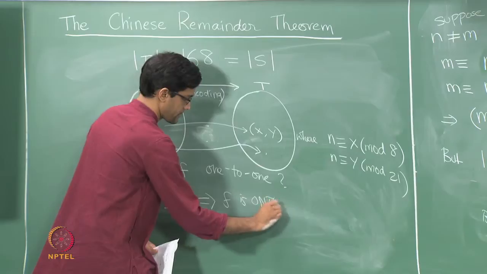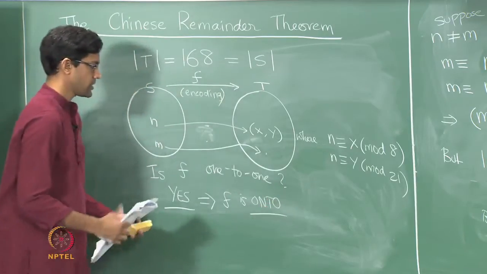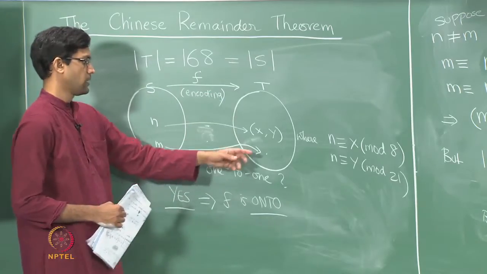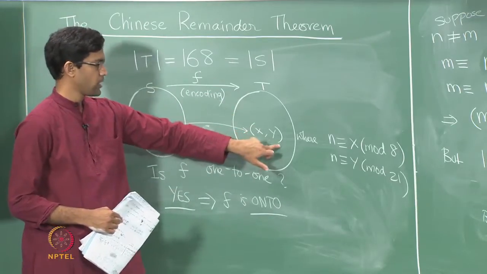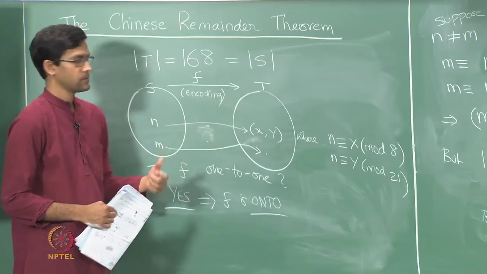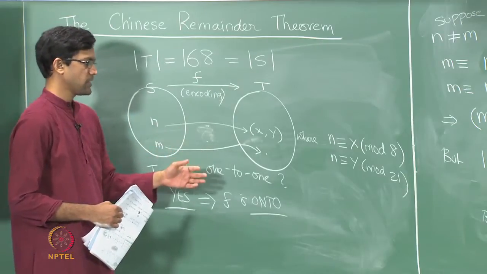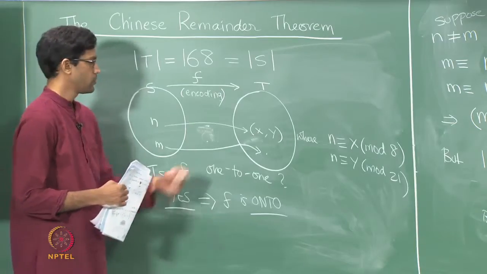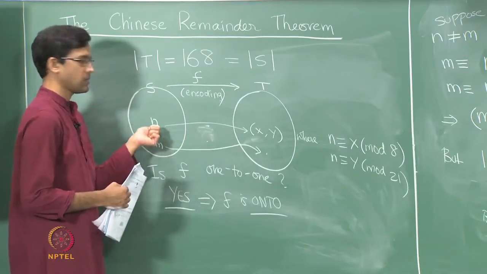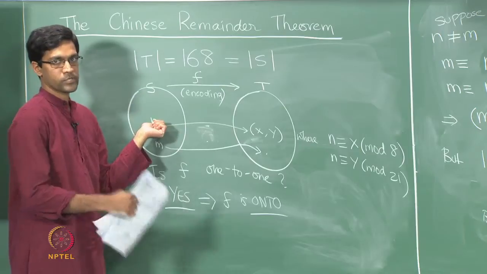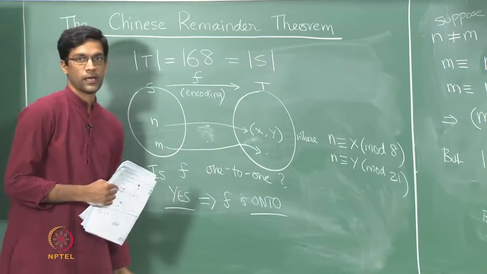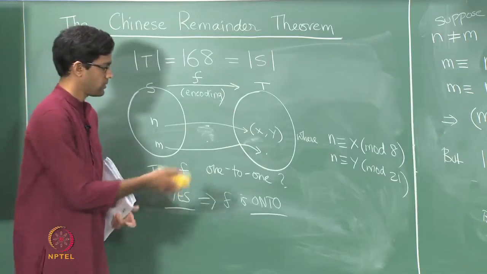So what does that mean? It means that this encoding function has the following property. No matter which x comma y you pick in T, which means you pick any number x between 0 and 7, any number y between 0 and 20, you will always be able to find a number n between 1 and 168 such that n is congruent to x mod 8 and n is congruent to y mod 21.